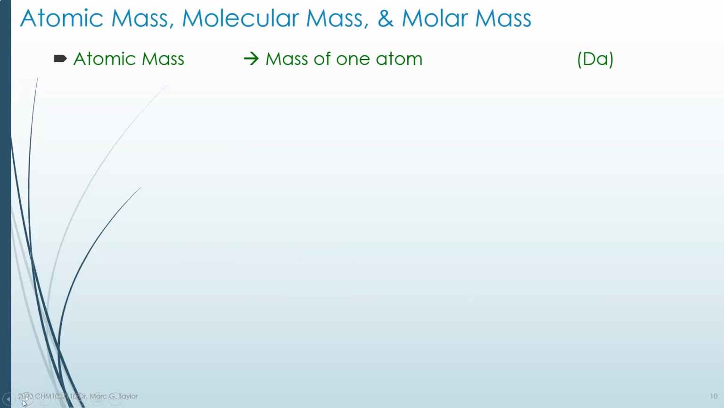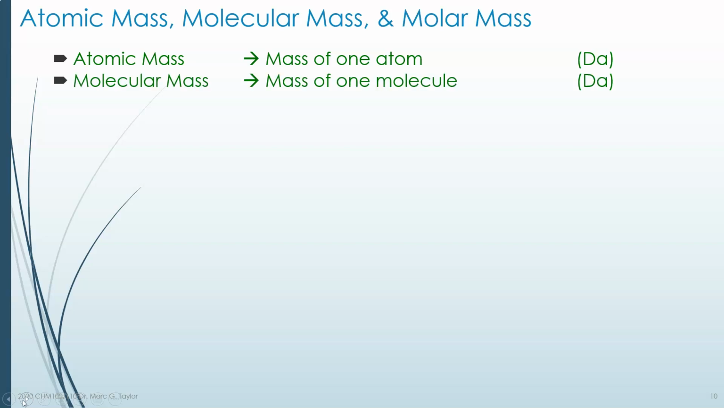Before we talk about molar mass, let's just remind ourselves of what atomic mass is. Remember, the atomic mass is the mass of one atom, and more accurately, it's the average mass of one atom, because each type of atom from each element can have multiple isotopes, so it's the average of all the isotopes for that one atom. And we measure that mass in Daltons or atomic mass units.